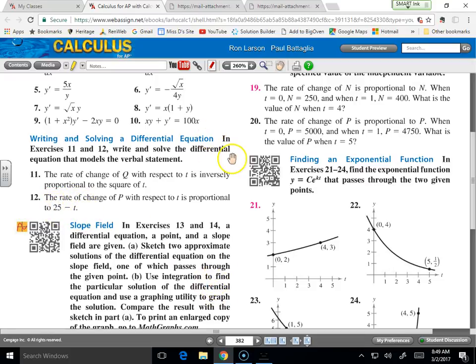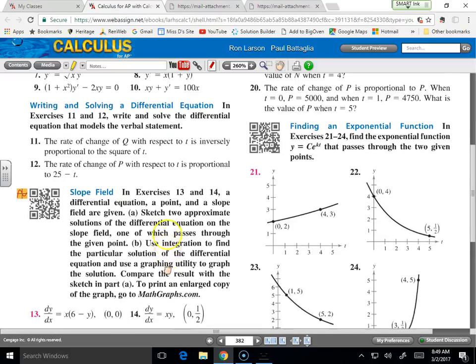Then it says solve by maybe multiplying to the other side, getting the variables where they need to be. Yeah, k is a constant, so inversely proportional to, we have a constant of proportionality, k. K over t squared. Number 12, proportionality again. We use the constant k. K times (25 minus t).